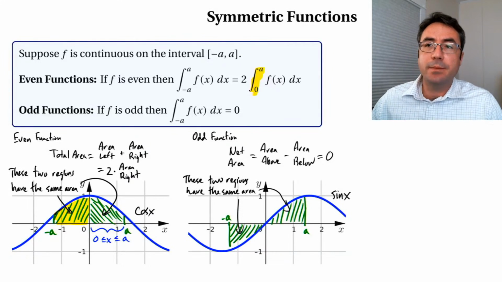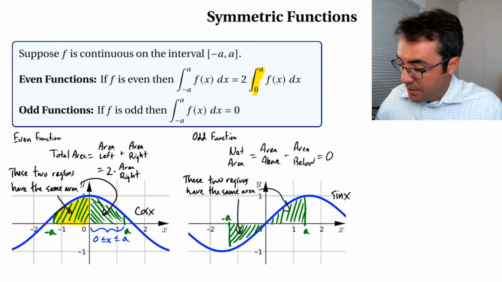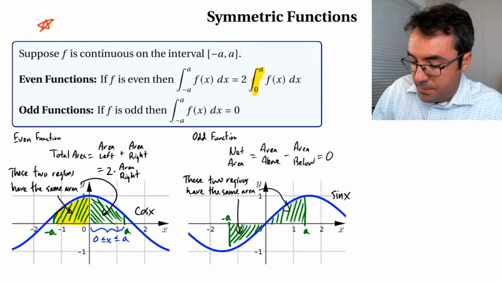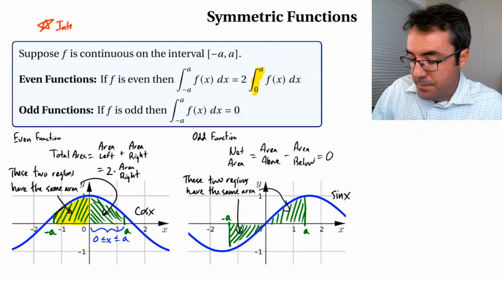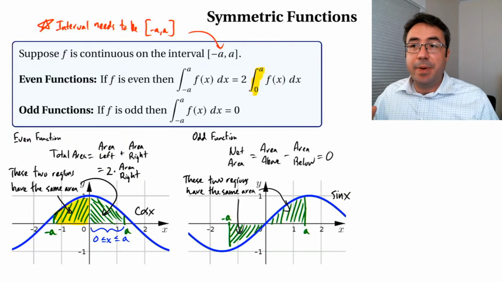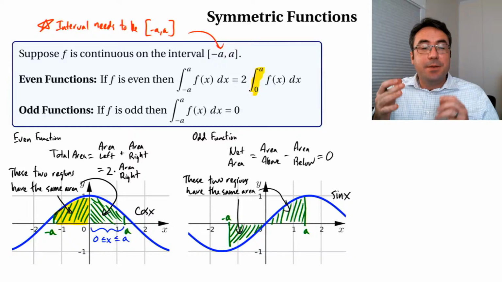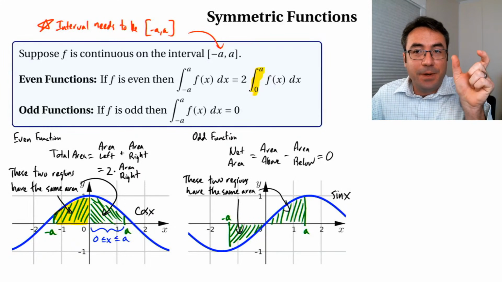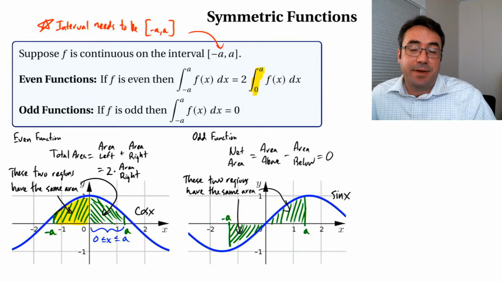But the key requirement here is that our interval needs to be balanced like this. So in order to have the regions have the same area, we need to go from negative a to positive a.